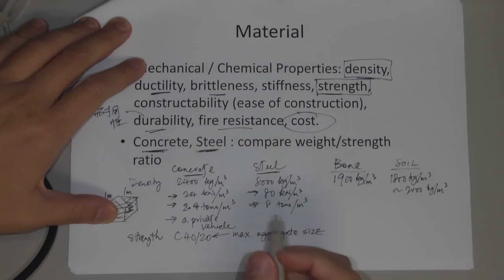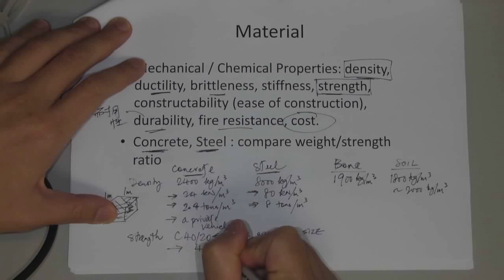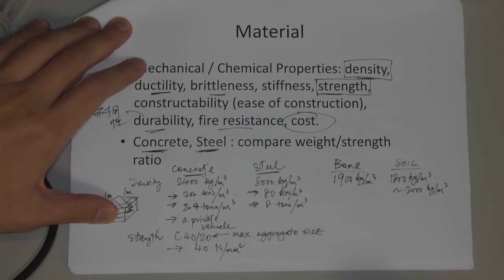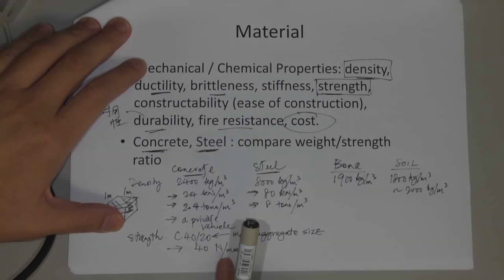40 is the strength. The unit is Newton per millimeter square. But nowadays we have a lot of high strength concrete used. For high strength concrete, it's about 100 Newton per millimeter square. It's not very common, but for some very tall buildings, sometimes we use high strength concrete.